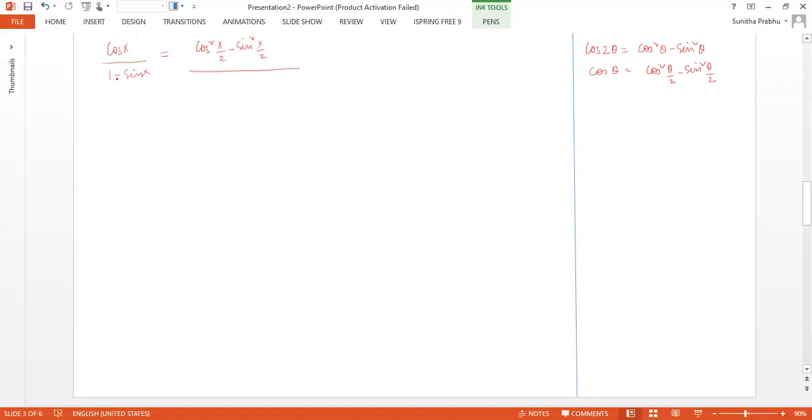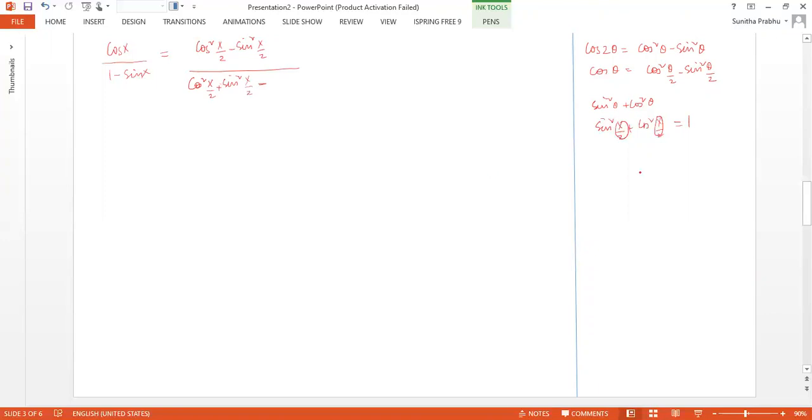And on the bottom, I have this 1. 1 can always be written as sin square theta plus cos square theta. Because I have everything in x by 2, I can also write this as sin square x by 2 plus cos square x by 2, because x by 2 is just an angle. X by 2 is like alpha, sin square alpha plus cos square alpha. As long as the angles are the same, sin square of the angle plus cos square of the angle is always equal to 1. So I can write this as cos square x by 2 plus sin square x by 2.